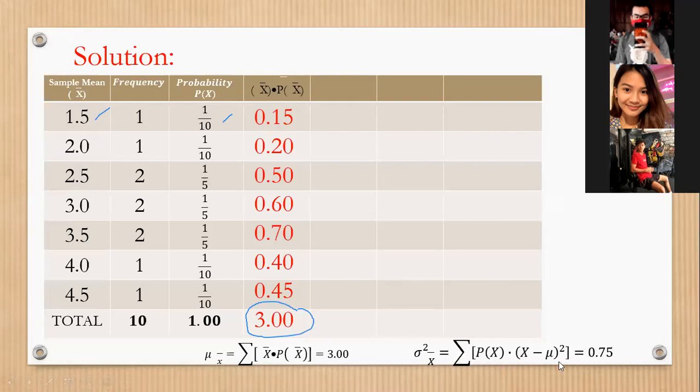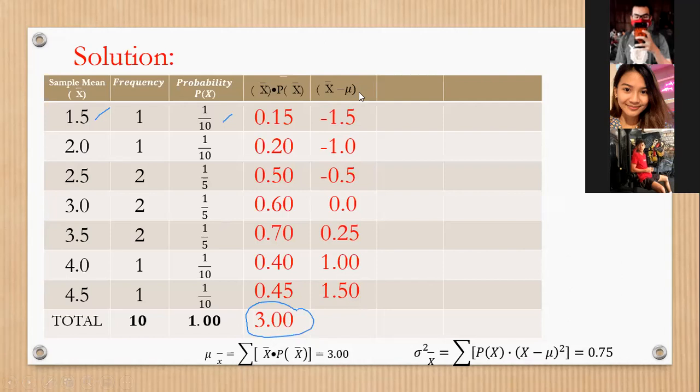Pero paano tayo nakarating sa value na yan? So kung makikita niyo sa formula, meron na tayong P of X. P of mean, the probability of the mean, ito na po yun. So meron na tayo nito. Ang wala pa natin, itong column na to. Di ba? Okay. So we need to set that up. I-minus natin. Yan. Bawat isa. Itong 1.5 kay 3. Because that is our sample mean. So 1.5 minus 3 is negative 1.5. 2 minus 3 is negative 1. 2.5 minus 3 is negative 0.5 and so on and so forth.